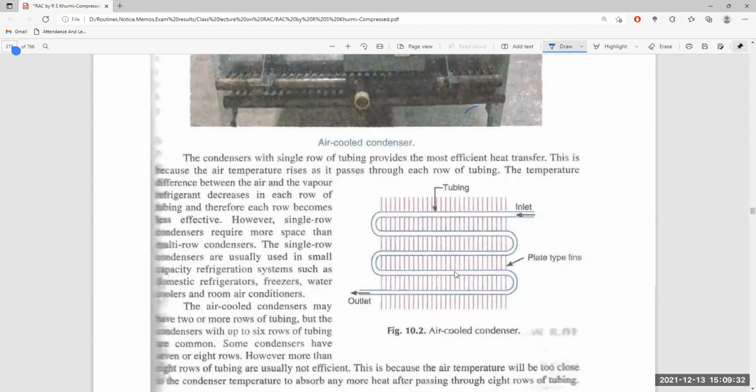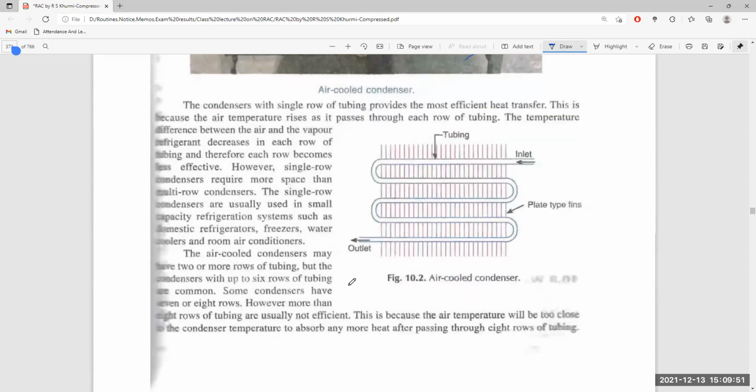These are generally used in domestic refrigerators, freezers, water coolers, and room air conditioners. The air-cooled condensers may have 2 or 4 rows of tubing. So here what you see is 1, 2, 3, 4, 5. Nearly 2 or more rows of tubing, but condensers with up to 6 rows of tubing are also common. They are more or less 4, 5 rows of tubing, but 6 rows is also used.